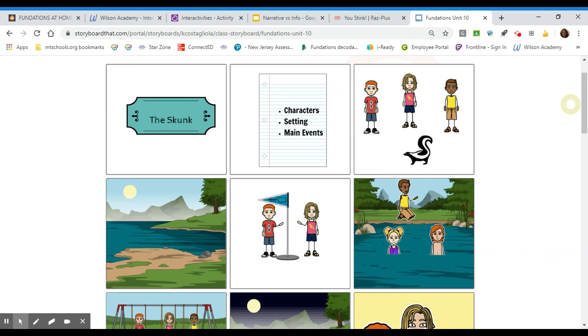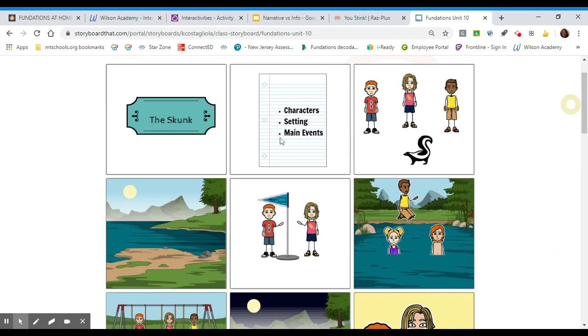And today for story time, we are revisiting our unit story, The Skunk. Now, I know you've read The Skunk multiple times by now, and we've discussed it. We even made a storyboard. And I have in front of us the storyboard that I created.